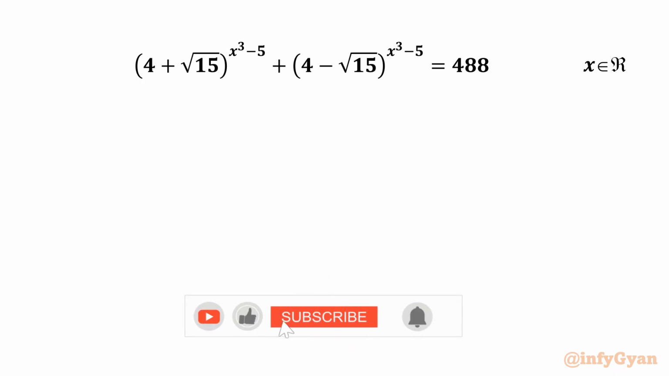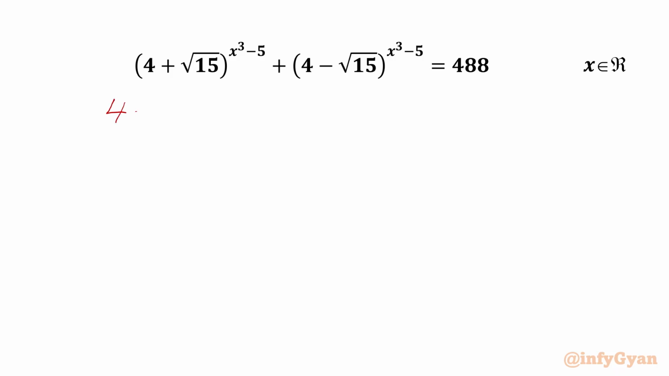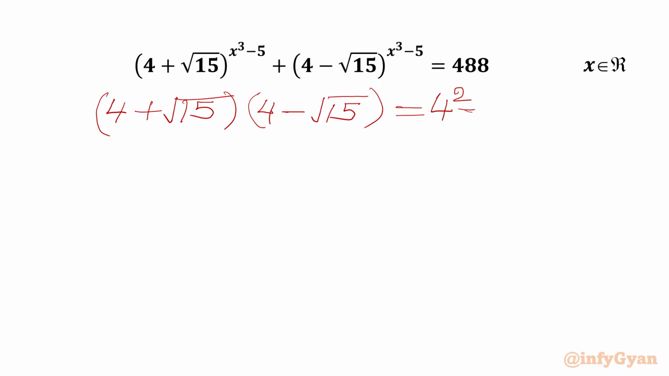Today in this video we are going to solve one very interesting and challenging exponential equation for the real values of x. So let's get started by writing (4 + √15)(4 − √15) will be equal to 4² − (√15)². Difference of two squares formula. This will be equal to 16 − 15. So the product value would be 1. We are going to use this result.